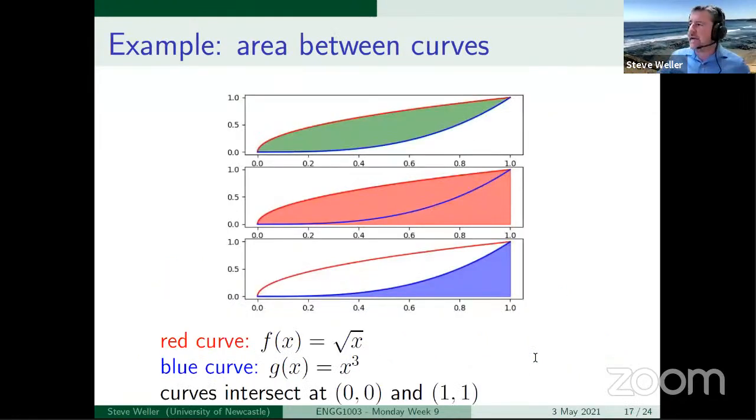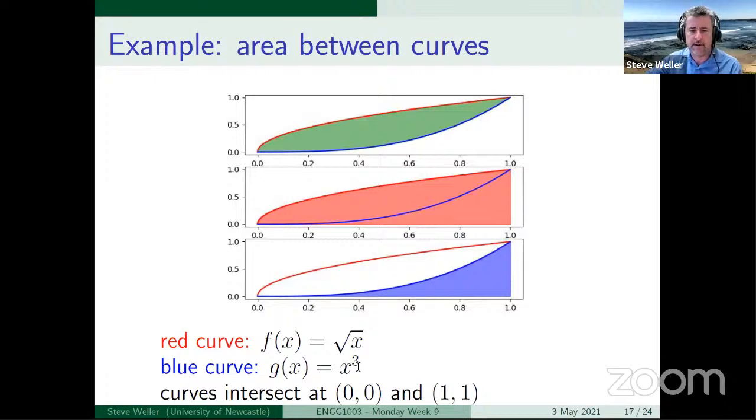Let me see if I can use colors to illustrate what I mean by that. I've got two functions here. One represented by a red curve, and I want you to focus on just the upper panel at the moment. The red curve is defined by this function f, which is the square root of x. And the square root function looks like this red curve on the top panel. And the blue curve, also on the top panel, is the function x cubed.